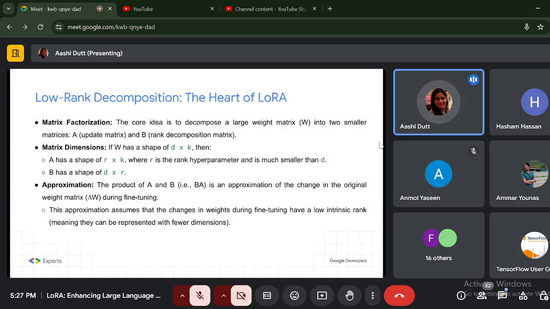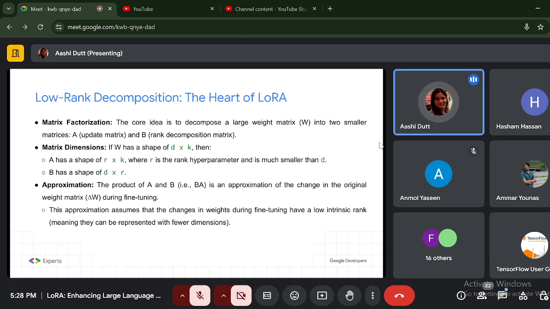First is low rank decomposition and how it is the heart of LoRA. So, what is basically low rank decomposition? The core idea is that you have a large weight matrix of a large model, and you have to somehow decompose it or shrink it into smaller matrices, two smaller matrices. One is matrix A, that is your update matrix, and one is matrix B, that is your rank decomposition matrix.